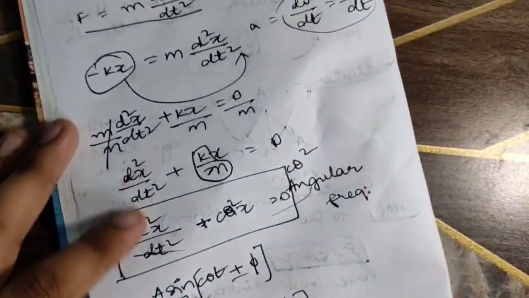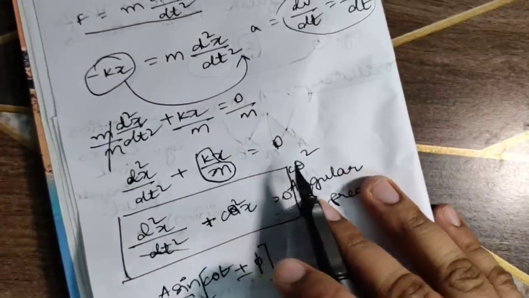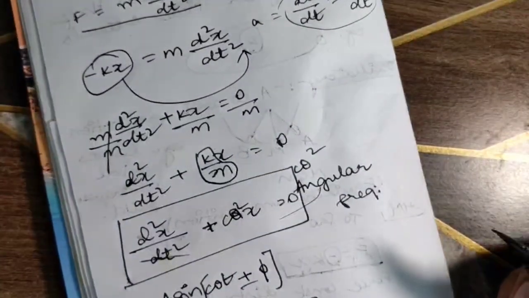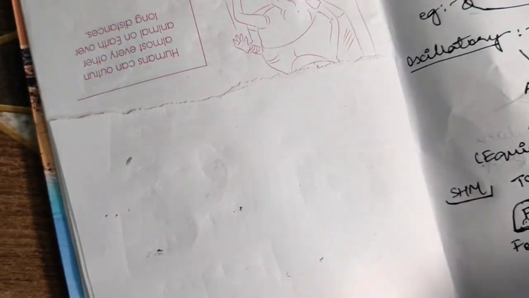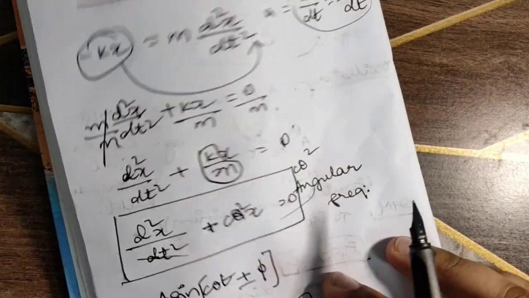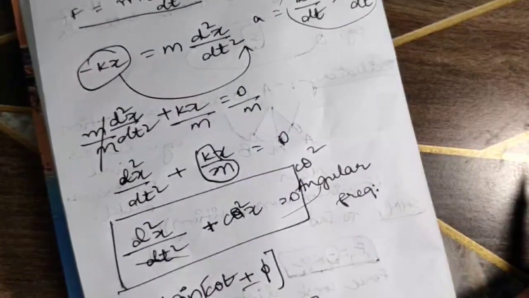So this is it for today. I hope you understand the difference between periodic, oscillatory, and SHM, and thank you.